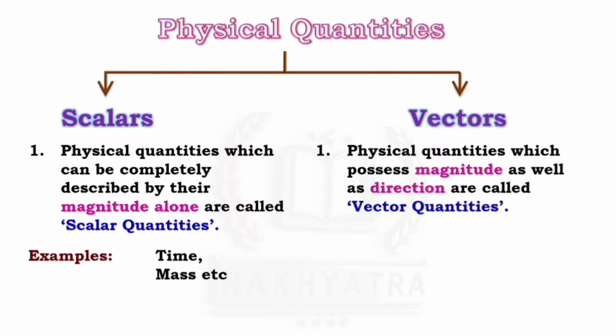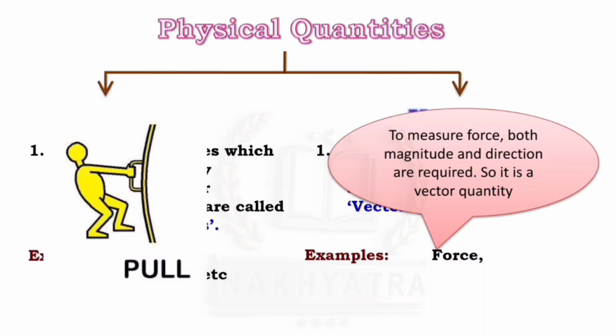Now see, for vectors, physical quantities which possess magnitude as well as direction are called vector quantities. So in vectors, both magnitude and direction are there, so it is a vector quantity. So examples, force. Now to measure force, both magnitude and direction are required. So it is a vector quantity.